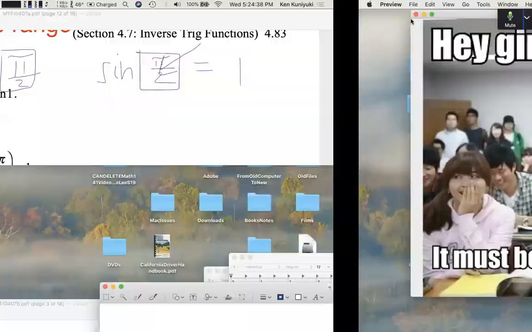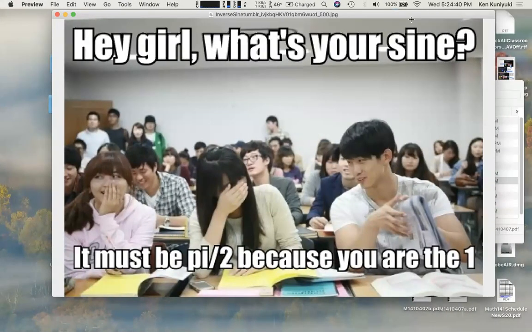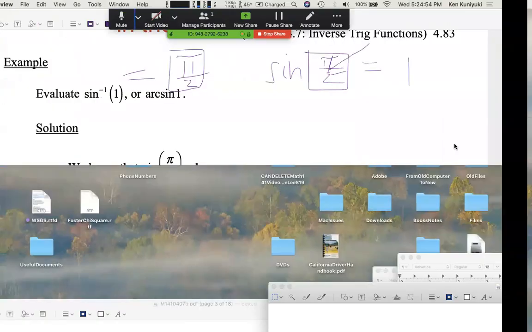First off, here's a cute meme I found online. Actually, it should say, hey girl, what's your inverse sine? Because the inverse sine of 1 is pi over 2. But let's get back to business. All right.